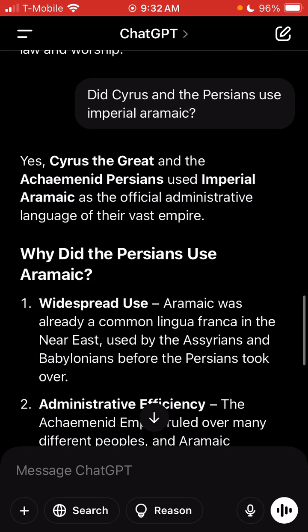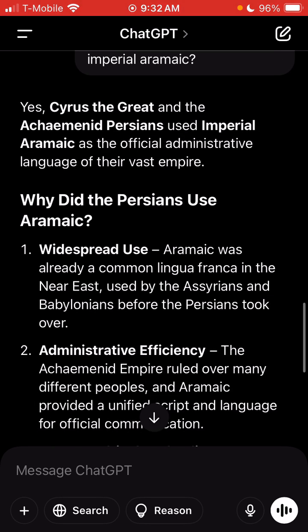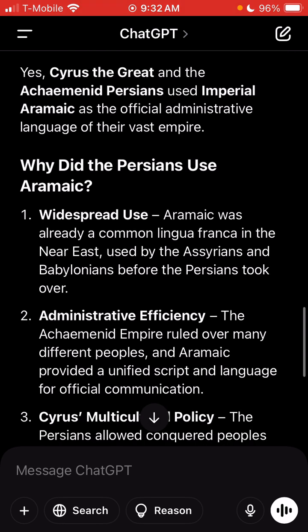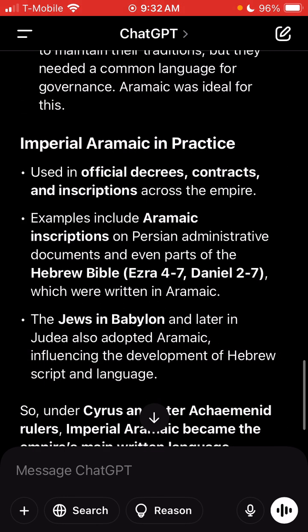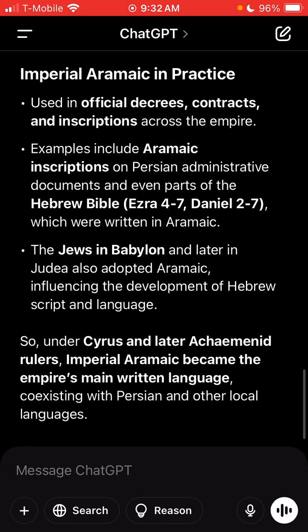So, did Cyrus and the Persians use Imperial Aramaic? Yes, Cyrus the Great and the Achaemenid Persians used Imperial Aramaic as the official administrative language of their vast empire. It was used in official decrees, contracts, and inspections across the empire. The Jews in Babylon and later in Judea also adopted Aramaic, influencing the development of Hebrew script and language.